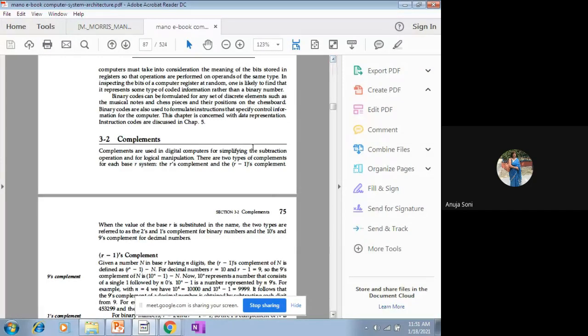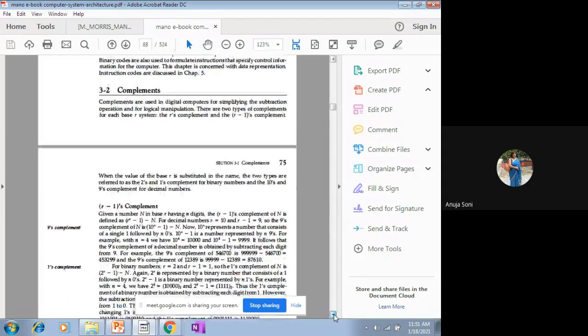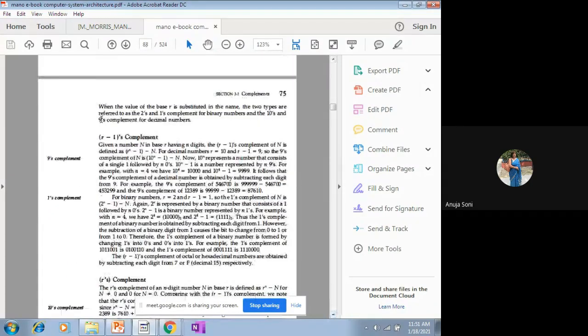So complement, we have started with section 3.2. We already had a discussion over the complement. We have r minus 1's complement and r's complement. If you are going to talk about the decimal numbering system, then we'll talk about 10's complement and 9's complement. If you are going to talk about the binary numbering system, we'll talk about 1's complement and 2's complement.